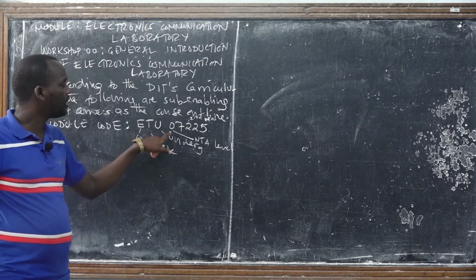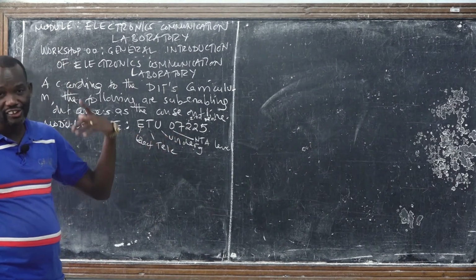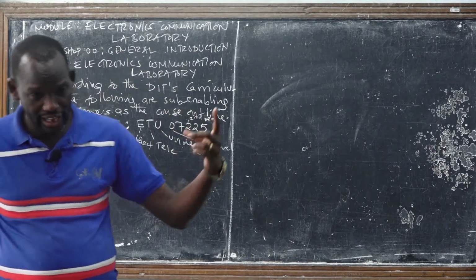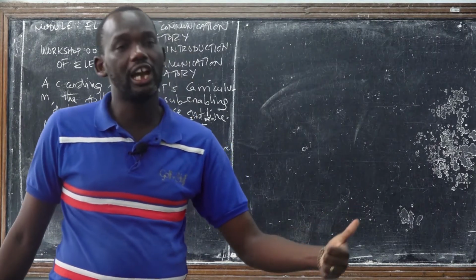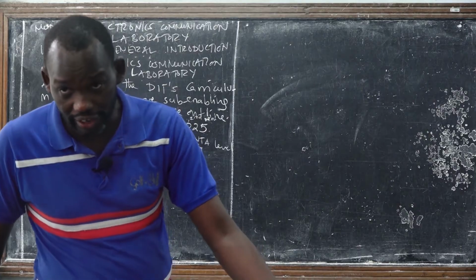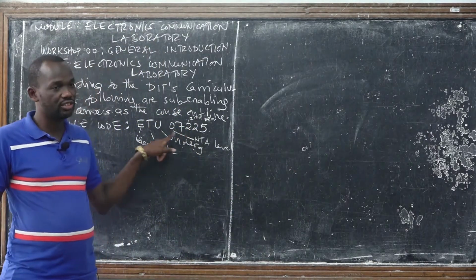Right? 07 is NTA level 7. You are at NTA level 7, and you have to do NTA level 7 for 3 years: first year, second year, and third year. In your fourth year, you'll go to the next NTA level, which is NTA level 8. So all the modules of the fourth year, you'll see 08, not 07.